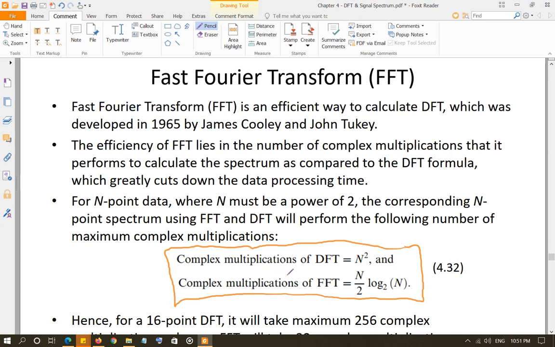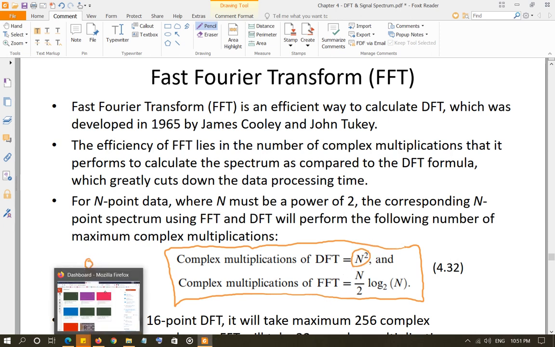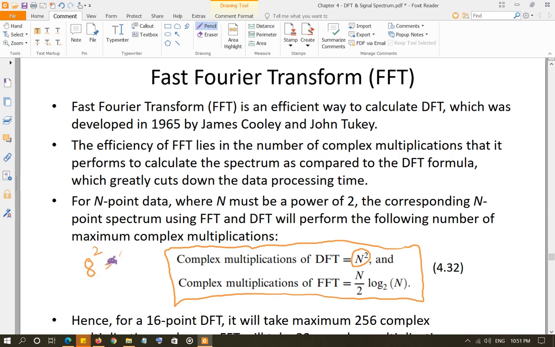For an n-point DFT, n-point means if you have 16 points, then capital N is 16. So for an N-point DFT, your complex multiplications are N squared. So let's say you have 8 points. 8 squared of course is 64. So you will have 64 maximum complex multiplications if you're using the DFT formula through computers, right?